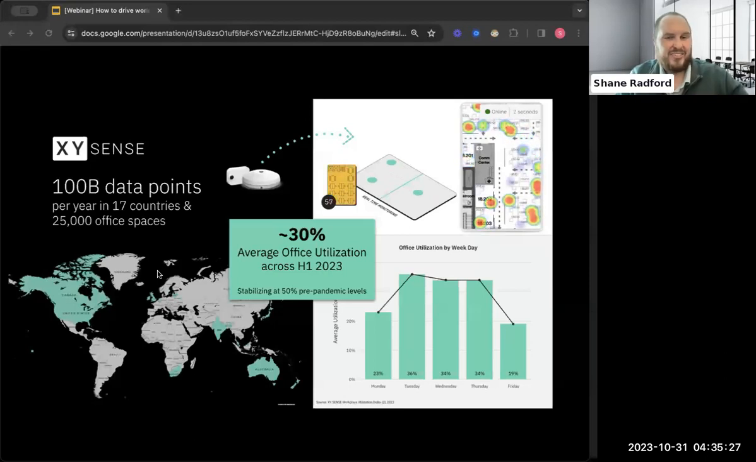And with those data points, we're seeing approximately 30% average office utilization globally across the first half of this year. That average utilization percentage seems to have stabilized at 50% of what we were seeing pre-pandemic. To rephrase that a bit, we're seeing about half the utilization that we saw pre-pandemic.